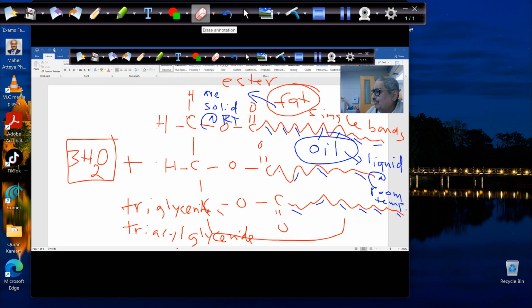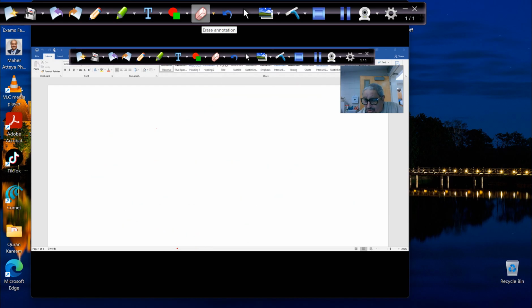Now, sometimes we have to know the reaction of those lipids. So we are combining the alcohol with the carboxylic acid to get ester. You can get back again, if you hydrolyze fats and oils, you get back alcohol and your carboxylic acids. So the reaction is really reversible.